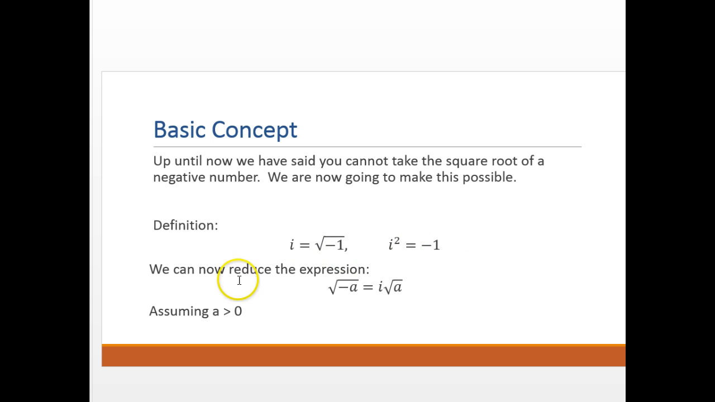So now we can actually reduce expressions. If I take the square root of negative a, this is equal to i square root of a, assuming a is a positive number. Negative a would be negative, and the square root of negative 1 is simply i.